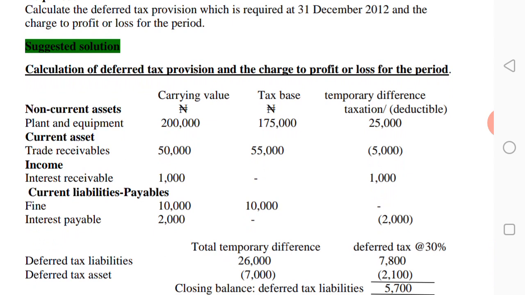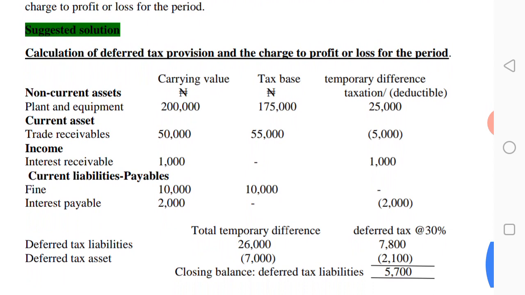So let's look at the non-current asset, equipment. We have a carrying amount of 20,000 and a tax base of 175,000. The temporary difference is what? 25,000. So it's taxable. Taxable means it will lead to what? A deferred tax liability.